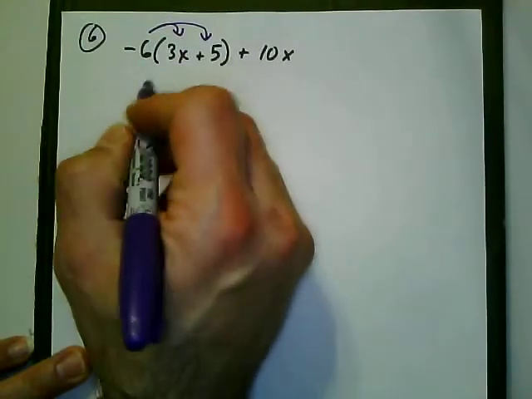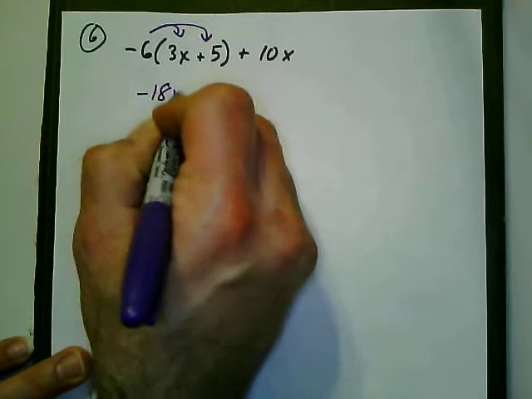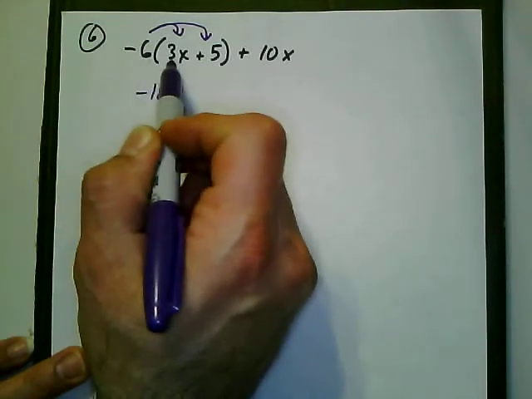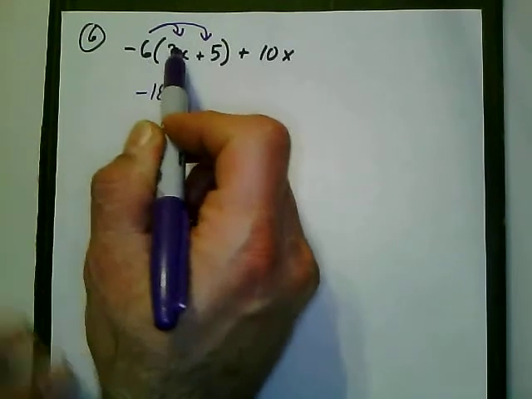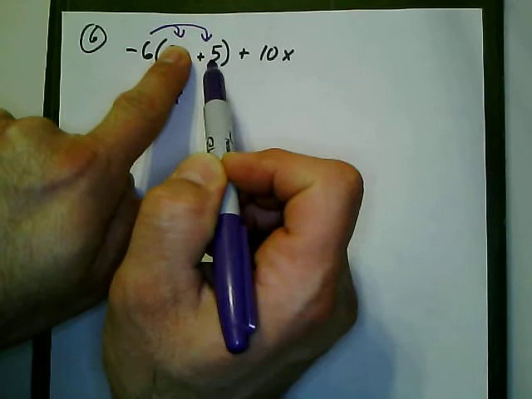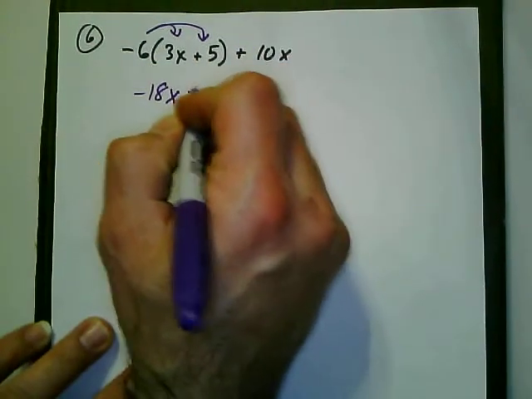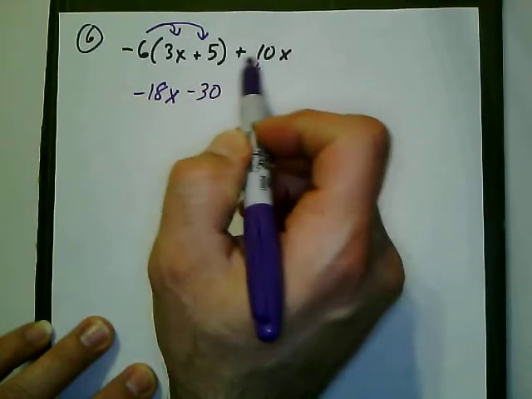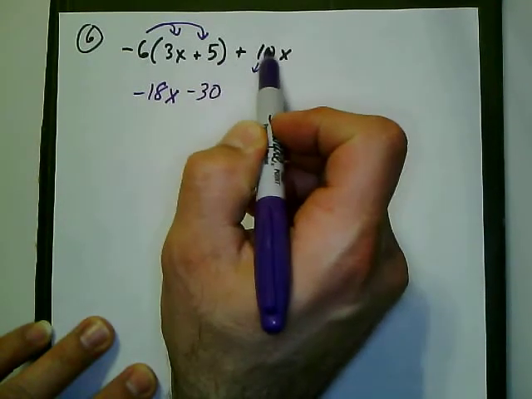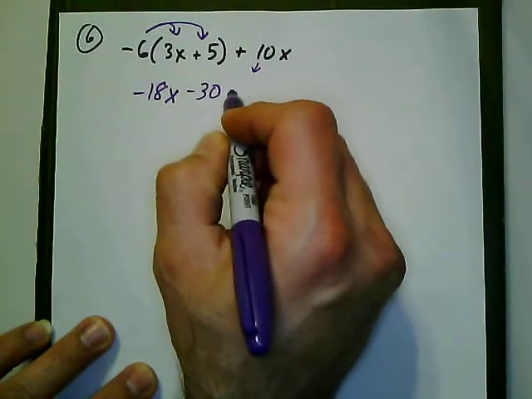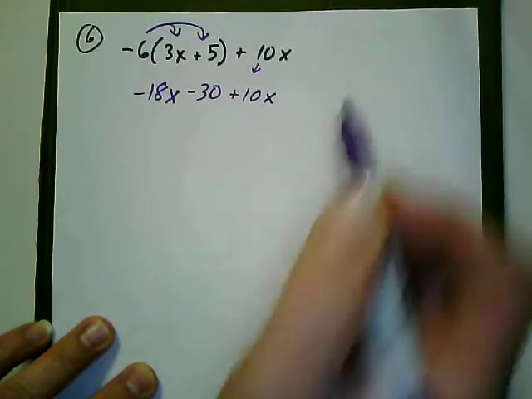So negative 6 times 3 is negative 18x. It just has an x together. So then we'll just pretend like that's gone, and we'll do negative 6 times 5, which is negative 30. We'll bring down that last one that's on the outside. Notice there's a plus next to it, so you're not going to multiply the 10 to those because of that plus. So that would be plus 10x.